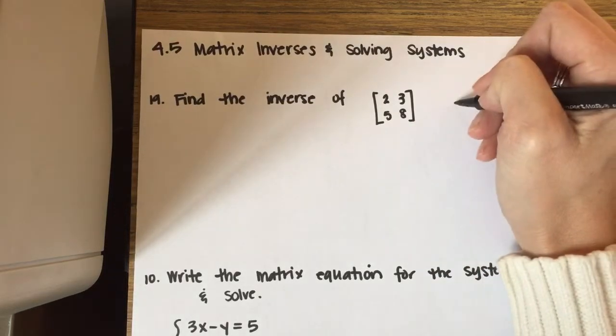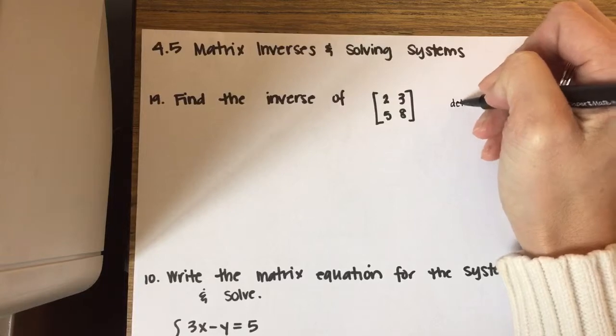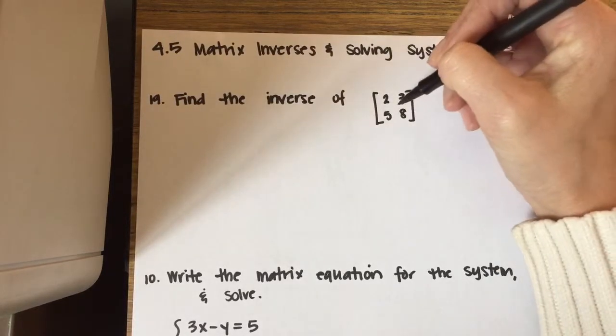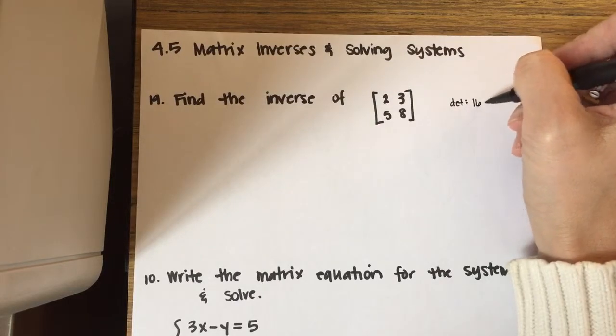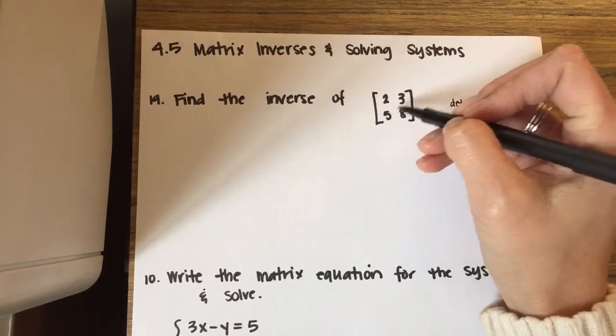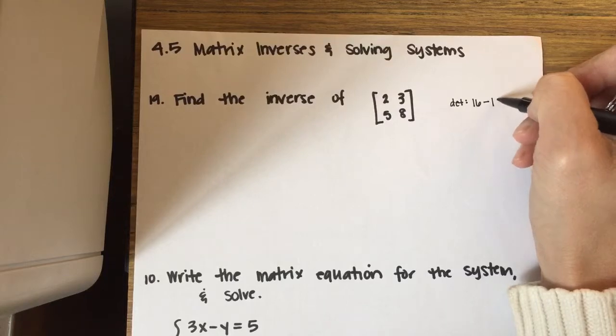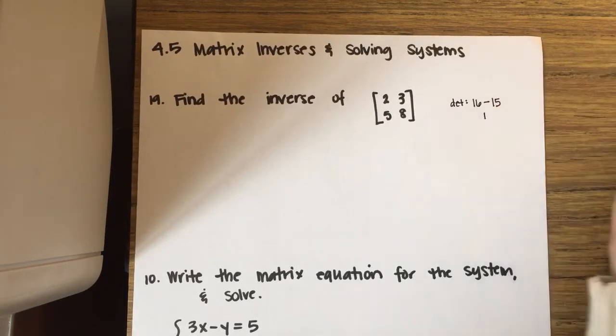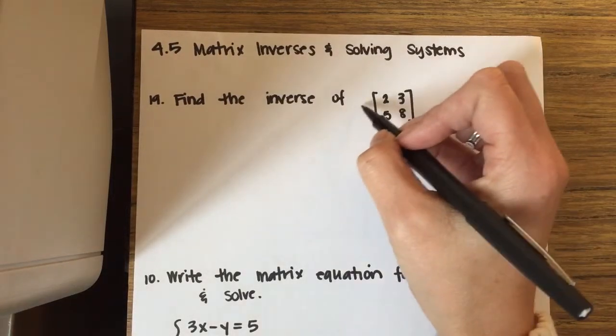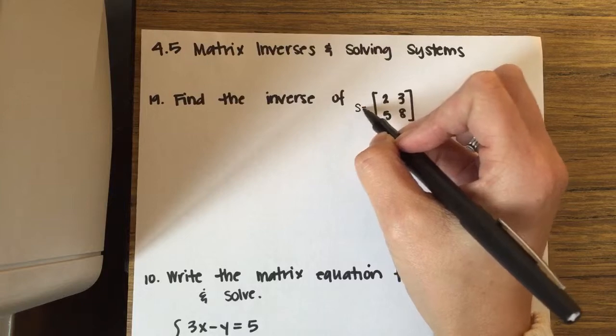In order to find the inverse, you need to first find the determinant. So we multiply the main diagonal. 2 times 8 is 16. Minus, multiply the other one, 5 times 3 is 15. Remember to always subtract. 16 minus 15 is 1. So the determinant is 1. Let's call this matrix S.